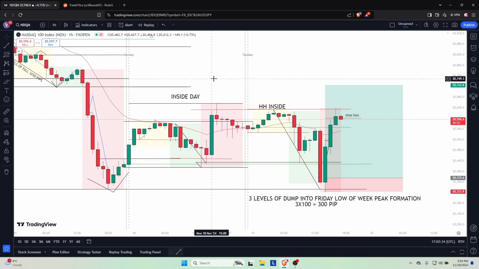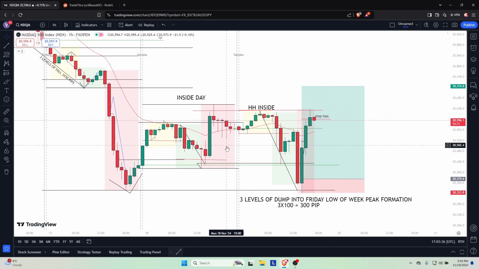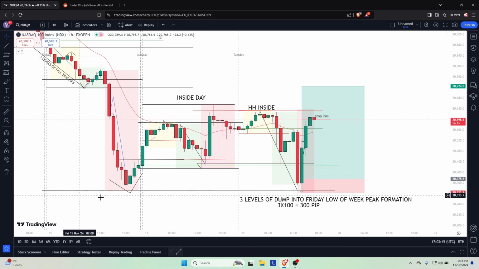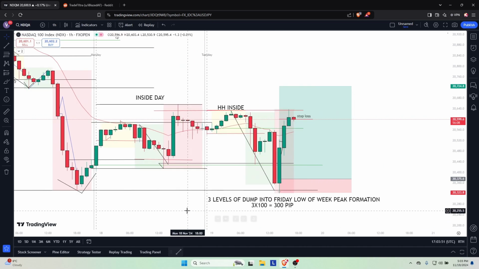But today's one's interesting because you get signal days, and a signal day was the inside day. So when I get an inside day, I'm going to use this as like a 3-day setup. And the peak formation low was also the low of the previous week. So this is my reference point.